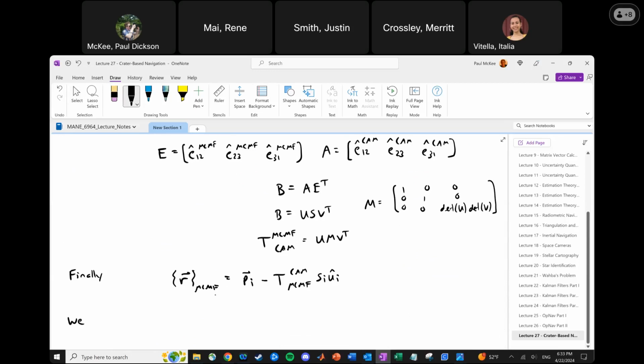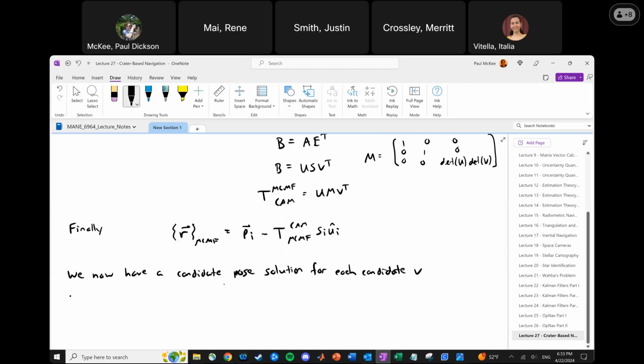We now have a candidate pose solution for each candidate V. So what we would then do is choose the pose which minimizes the reprojection error of the 4th point, or if there's more than 4 points, even better, but we'll focus on the 4th point for now.